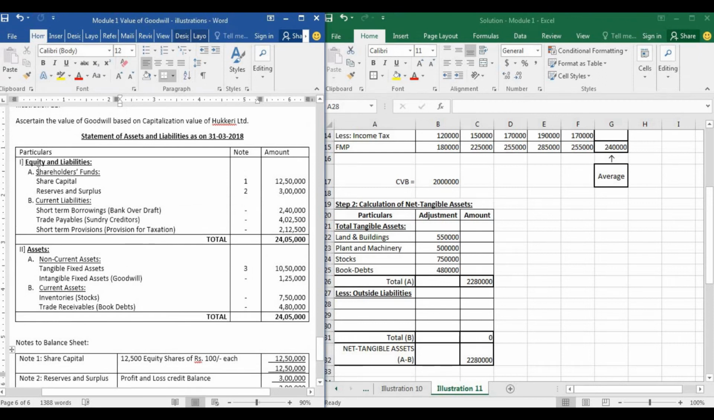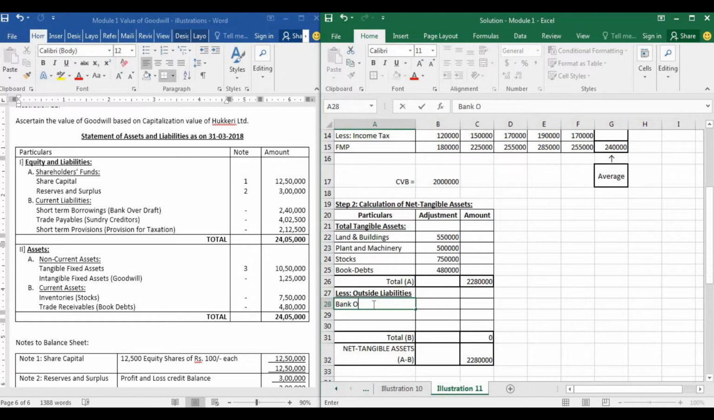Here, outside liabilities is what I had told you in the previous video. Anything apart from shareholders fund is outside liability. So shareholder fund has these two aspects. So we will leave the share capital and the reserves and surplus. Everything else is outside liabilities. In this case, we have 3, which is bank overdraft, and we have sundry creditors, and we have provision for taxation. Bank overdraft value is 2,40,000. Creditors is 4,02,500, and provision for taxation is 2,12,500.